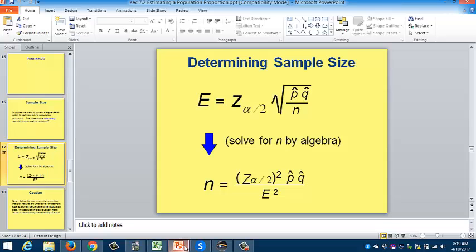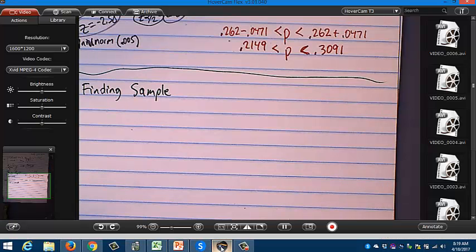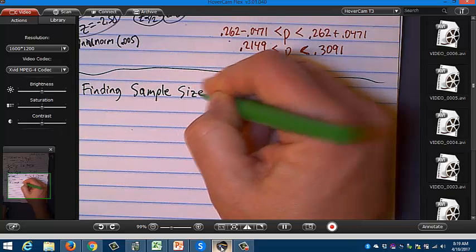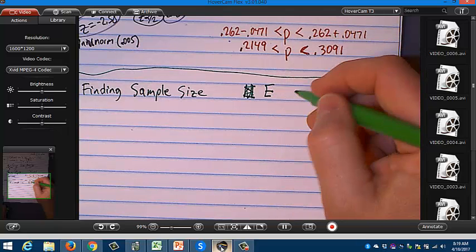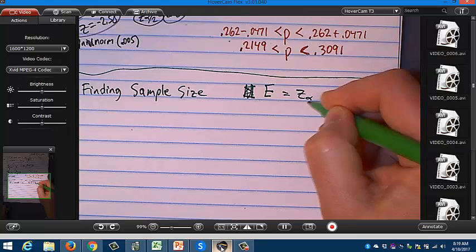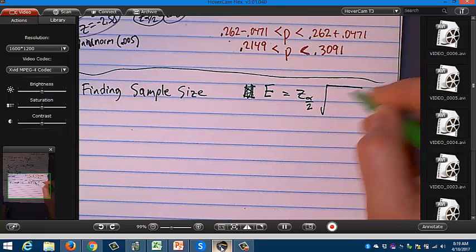Now, if you're like me, you don't like slides like this. I mean, they're okay, but I always want to know why. Why does it work? So let's work it out. I'm going to write that formula at the top of my paper. Well, I think the first thing I'm going to write is finding sample size, right? So if I want to find sample size, I can start with, let's see, we know that the margin of error formula is given by z alpha over 2 times the square root of p hat q hat over n.